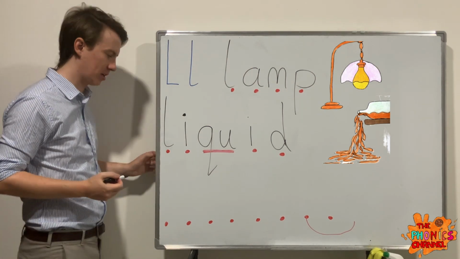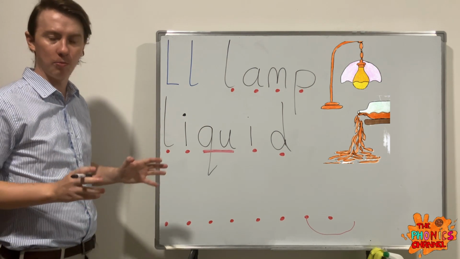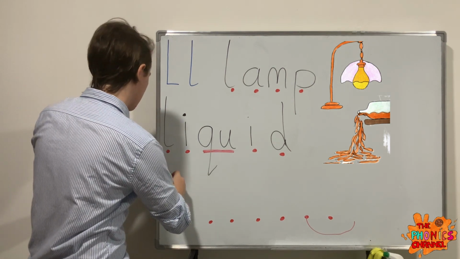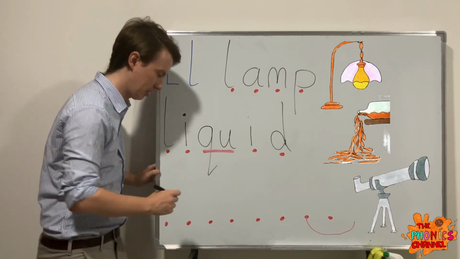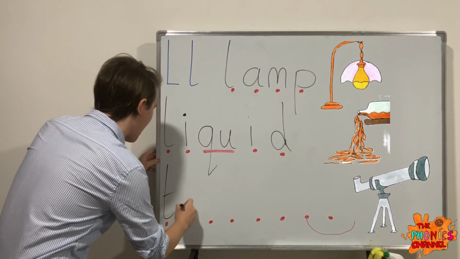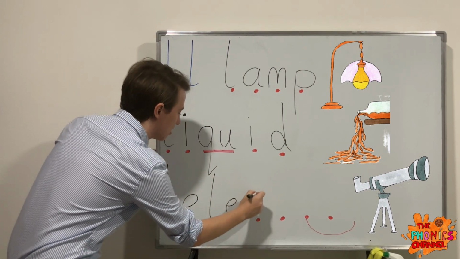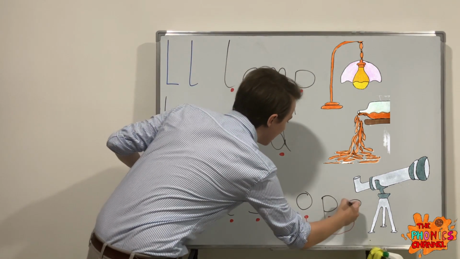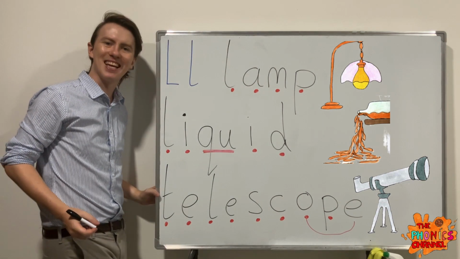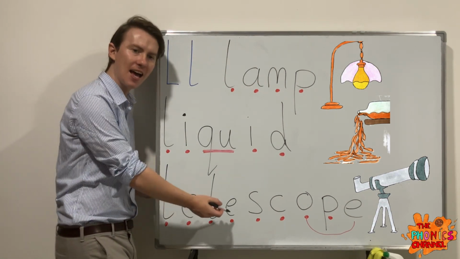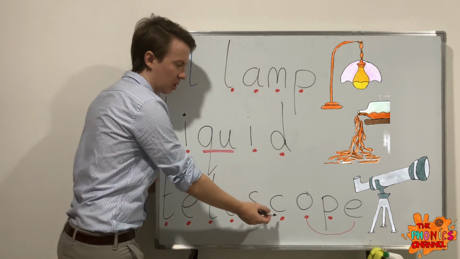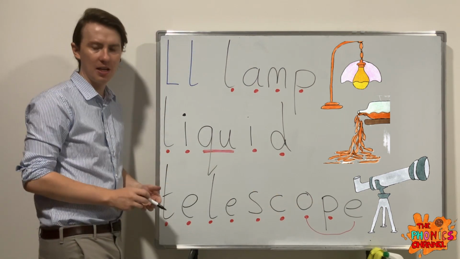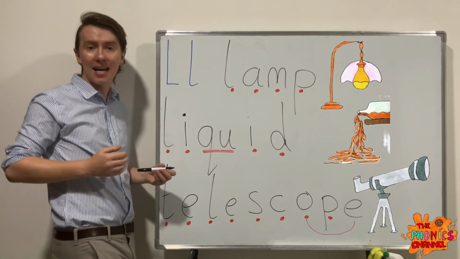It's a longer word. You might need to split this word up into different syllables. Telescope is the word. Telescope. T, E, L, E, S, K, O, P. Telescope. T, E, L, E, tele, sk, op, scope. Telescope. I am looking through a telescope.